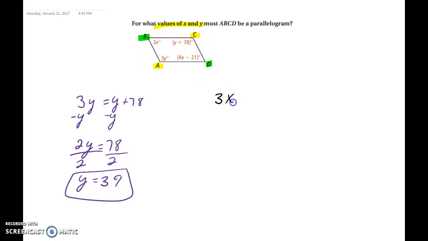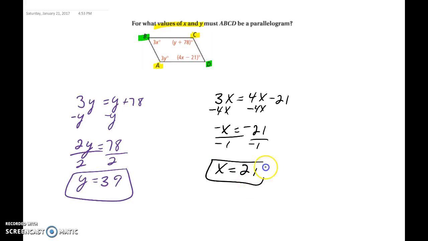So that means 3x has to be equal to 4x minus 21. We'll subtract over the 4x. So negative x is equal to negative 21. Divide each side by negative 1. So x is equal to 21. So that means y has to be 39 and x has to be 21 in order for ABCD to be a parallelogram. If there are any other values, our opposite angles are not congruent and it's not a parallelogram.